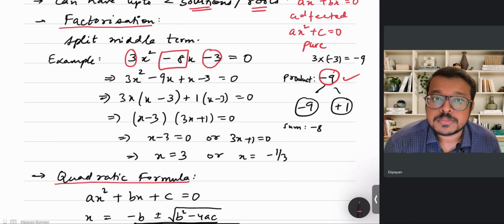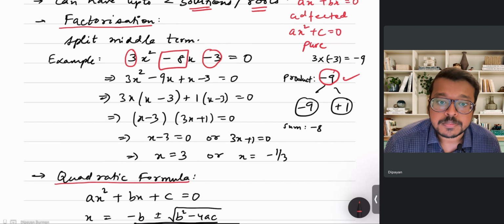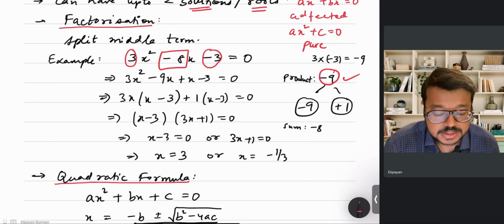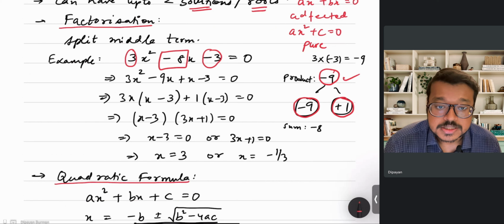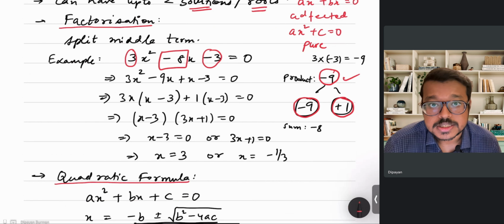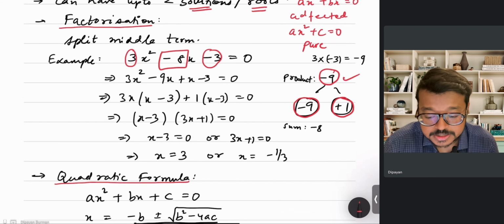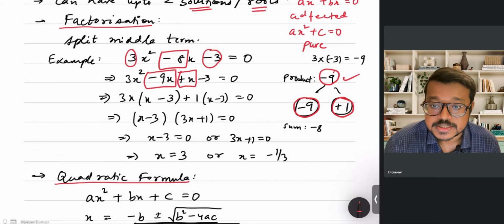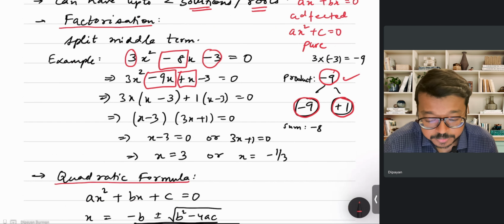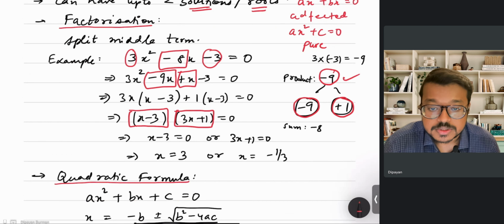And if we do some trial and error to check for some combinations, here we find that if I take minus 9 and plus 1, the product is minus 9 and the sum is minus 8. So therefore the middle term minus 8x can be split as minus 9x plus 1x or plus x. And then we factorize it normally and we will get a product where we have x minus 3 multiplied by 3x plus 1 equals to 0.